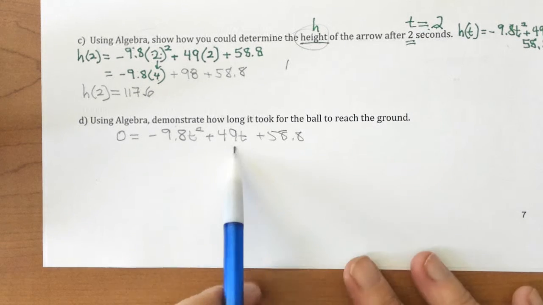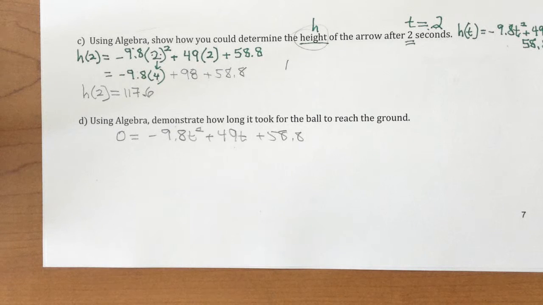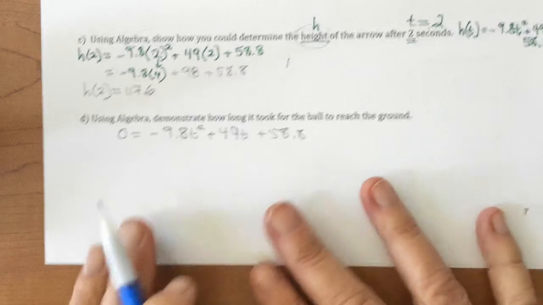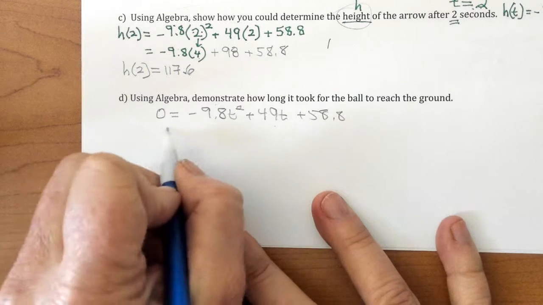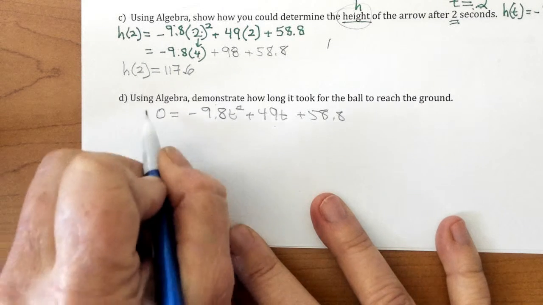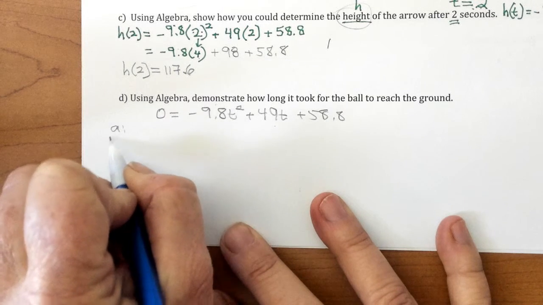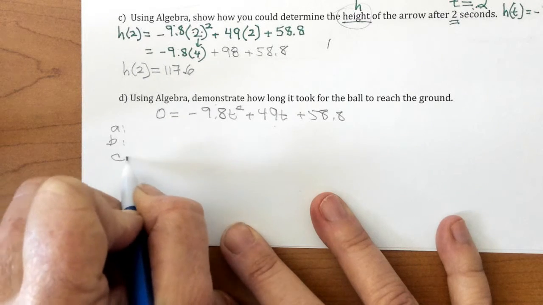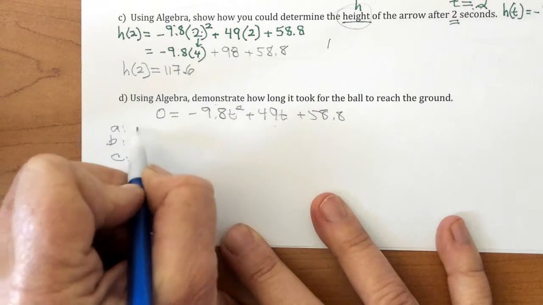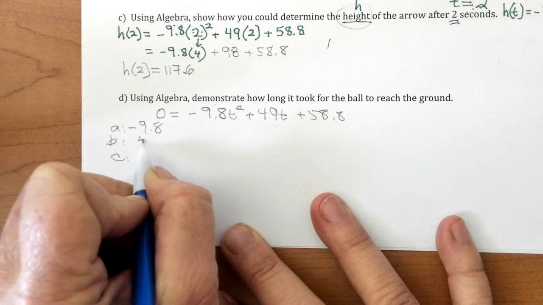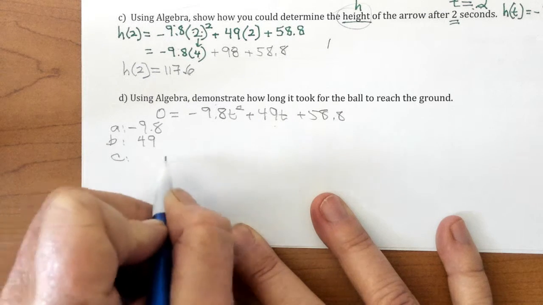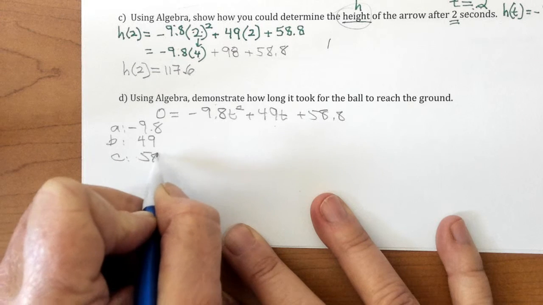Okay, so now take a look. Well, I'm not going to factor this. What am I going to do? I'm actually going to use the quadratic formula to solve this, to solve for t. So I'm going to say x is equal to, right? And I'm going to identify a, b, and c. So let's go ahead. A is negative 9.8. B is equal to 49. And c is equal to 58.8.